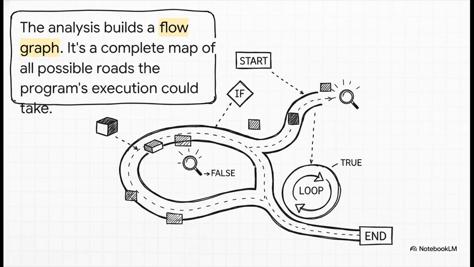First things first, the detective has to map out the scene of the crime. The analysis builds something called a flow graph, which is basically a roadmap of all the possible paths the program could follow. An if statement, that's a fork in the road.